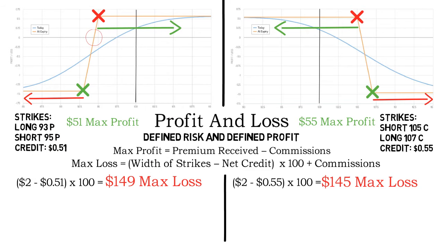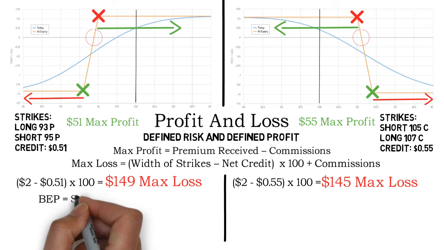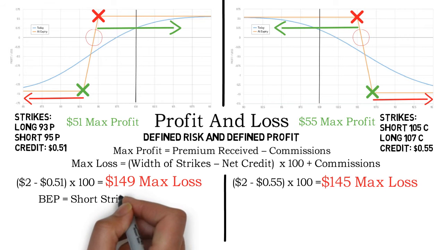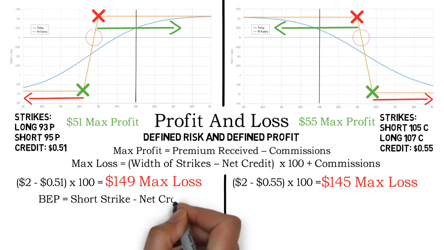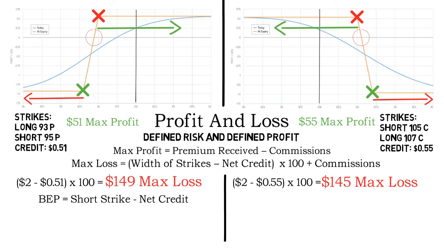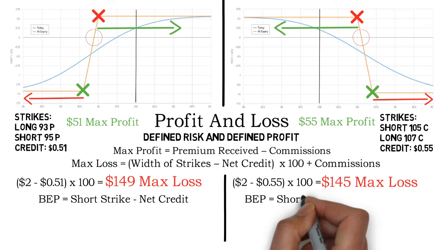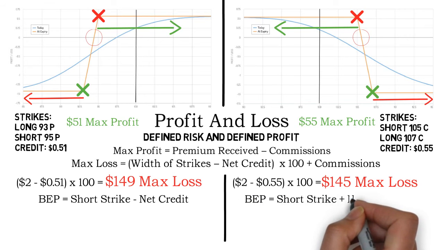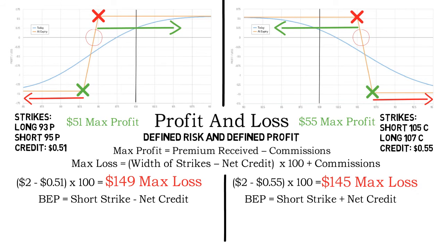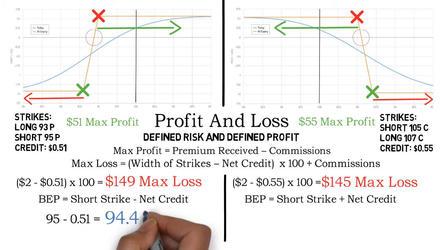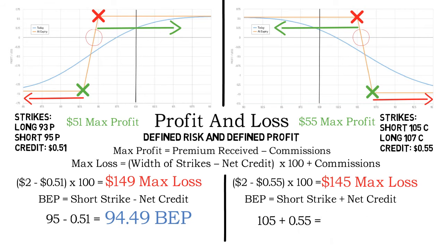Now the only point left to find out is the break-even point. Luckily, it is very easy to find this out. All you have to do is subtract or add the credits taken in to the short strike. You have to subtract it for the put spread and add it to the short strike of the call credit spread. Out of these calculations, you can partly see that the further your strikes are apart, the bigger the max loss and max profit will become.